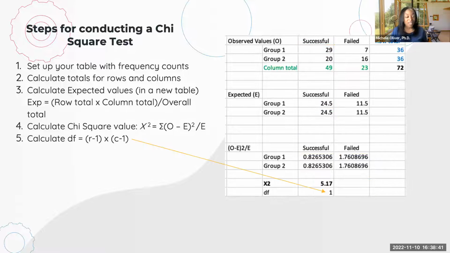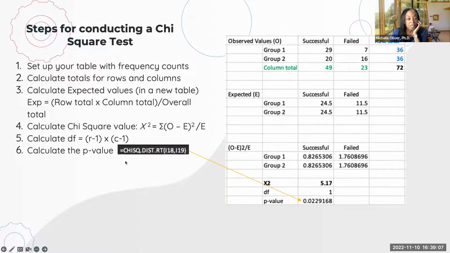Okay, and then I calculate what's called degrees of freedom. This is called a 2x2 matrix because I have 2 columns and 2 rows, right? To calculate degrees of freedom, it's just the rows minus 1 multiplied by the columns minus 1, which is 1, because I end up with 1 row, 1 column, multiply it, I get 1.